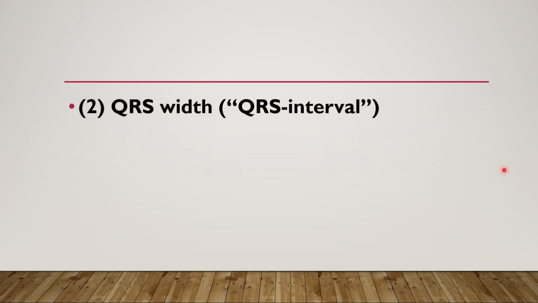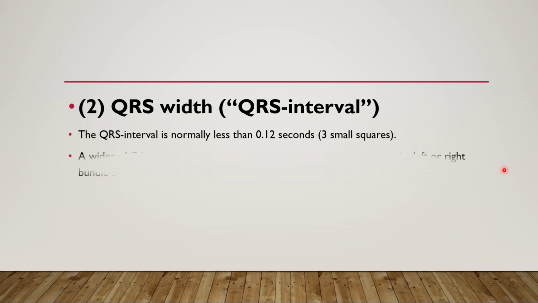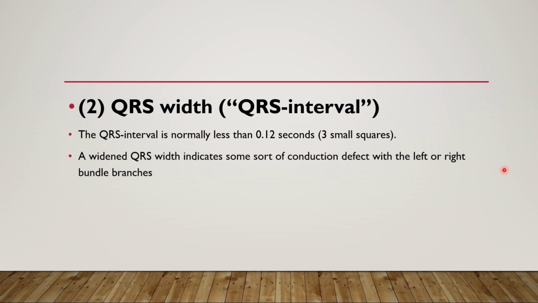Now the QRS width or QRS interval. The QRS is normally less than 120 milliseconds or 3 small squares. A QRS complex which is more than 3 small squares or 120 milliseconds indicates conduction defects in the ventricle. It could be right bundle branch block, left bundle branch block, or even fascicular blocks.